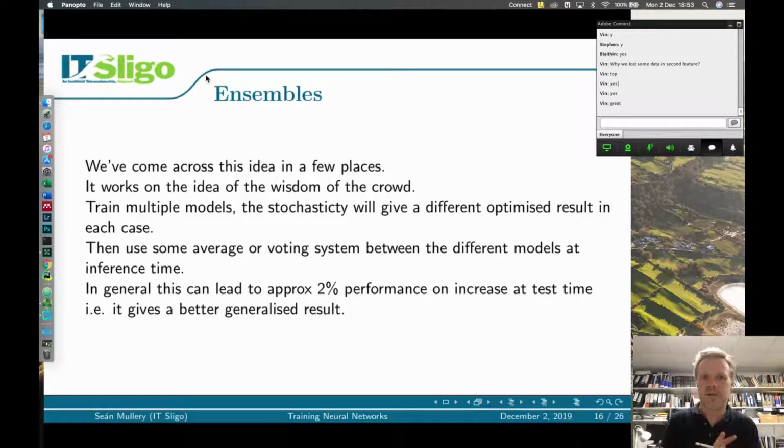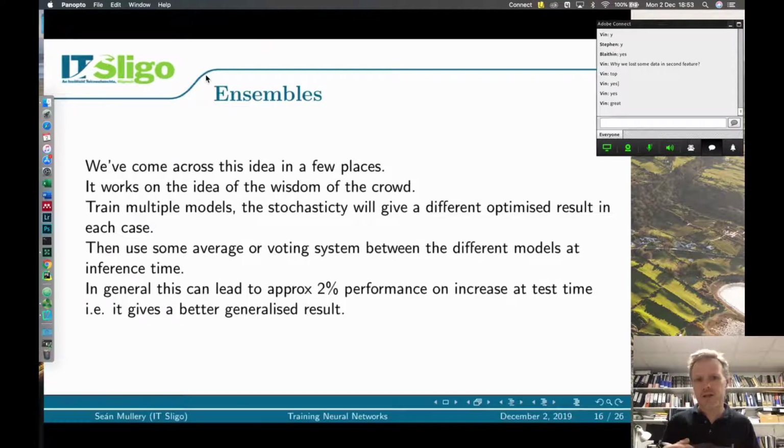So we've come across this idea in a few places. It's the idea of the wisdom of the crowd. I said to you before that if you ask anybody how many pennies are in a jar, or the weight of an animal or something like that, you see these at a lot of fairs, individually we might make a good guess at what that might be, but as a group, if we were to take the average of all of those answers, we'd probably be very close to the right answer.